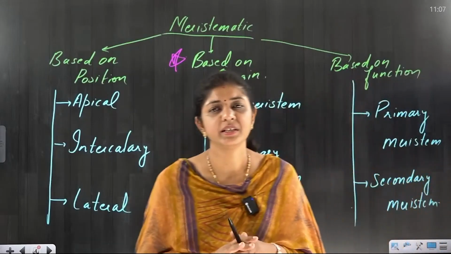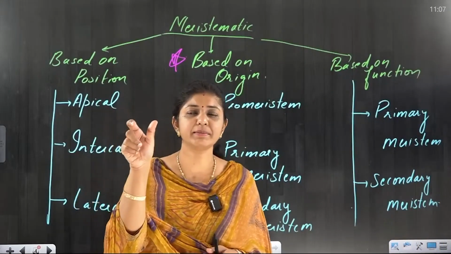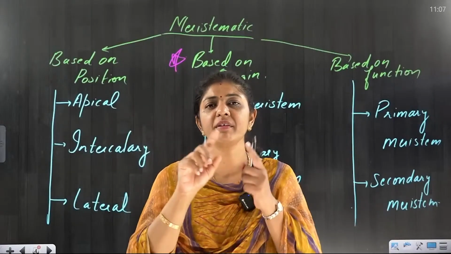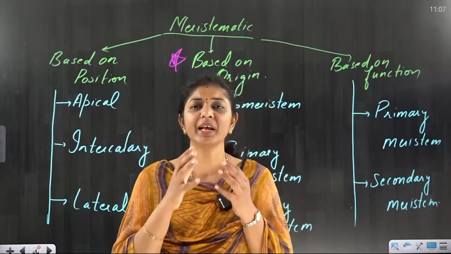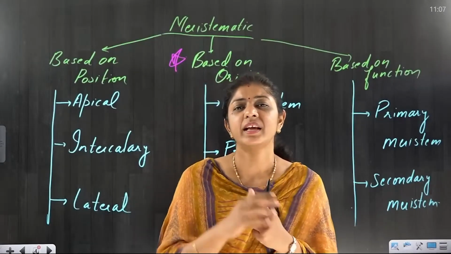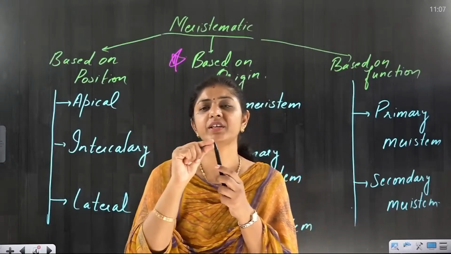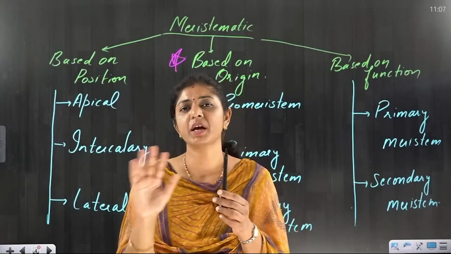Is that clear? There is a slight difference between the word meristem and meristematic. Meristem is a point or region, the place where the dividing cells are present, right? That small region where they are dividing, you call it meristem. Are you getting? Because the full plant is not meristematic.